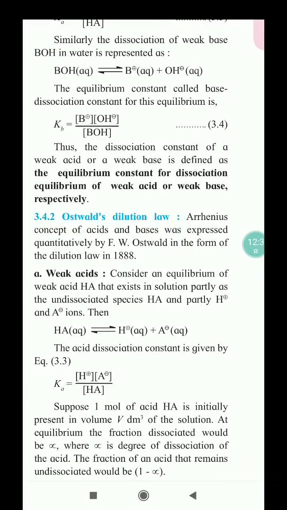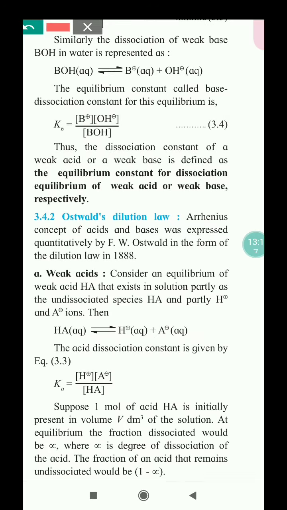Here we take Ostwald's dilution law. The Arrhenius concept of acids and bases was expressed quantitatively by F.W. Ostwald in the form of Ostwald's dilution law in 1888. For a weak acid, consider an equilibrium where the acid HA exists in solution partly as undissociated species HA and partly as H positive and A negative. So the dissociation of HA in aqueous solution gives H positive and A negative.